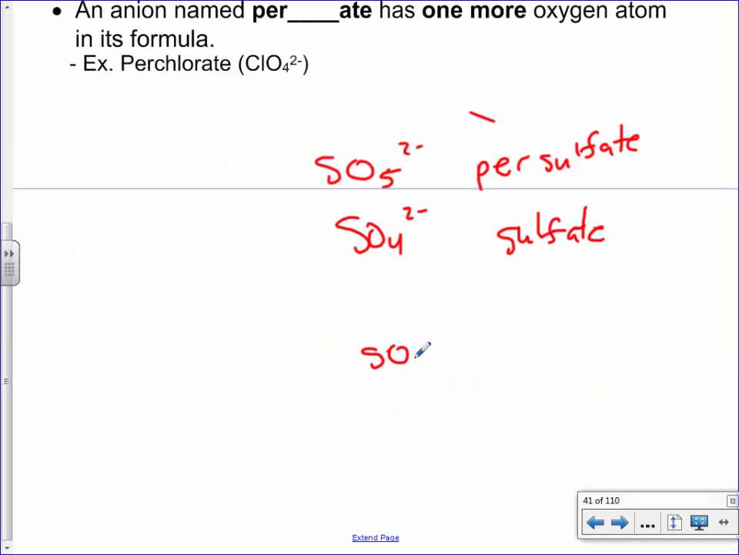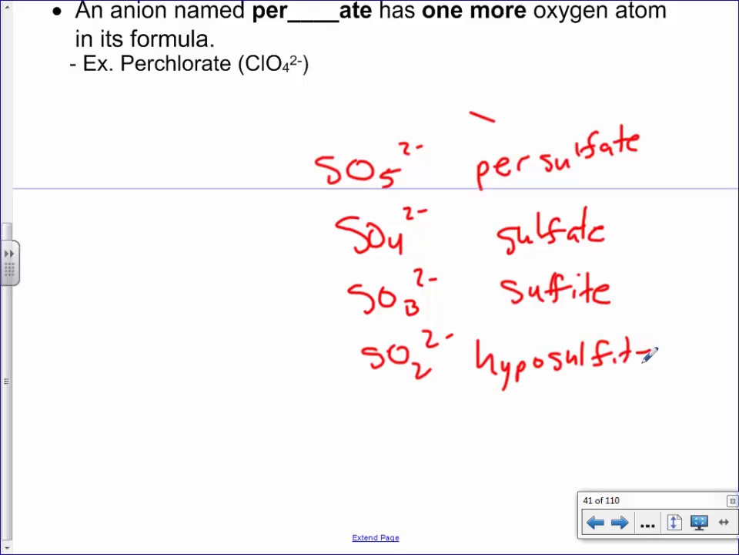If you had SO2 2 minus or SO3 2 minus. By the way, as the oxygen number changes, the charge doesn't. This guy would then be known as a sulfite and a hyposulfite. The names for the -ates and -ites and hypos and pers are not based on the oxygens. It's based on where they are in reference to each other. So in this particular family, 5 is the highest down to 2 being the lowest.